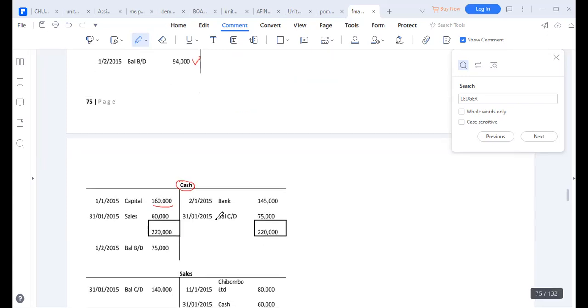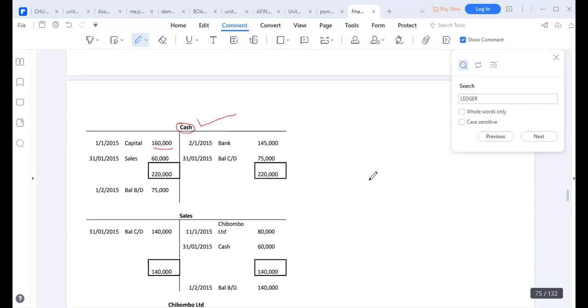Okay, let us do another one. Let us do cash. Let us go to cash account. Are we there on the cash account? We are going to see there were about 3 transactions. 1 January 2015, 160. Then there was 2 January 2015, 145 on the credit side. Then we came back again on the debit. Said 1st January 2015, there was a sales 60.